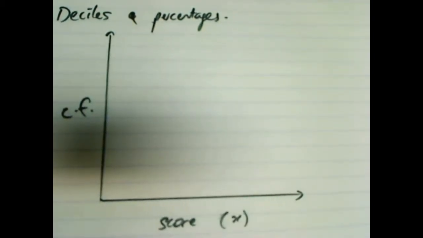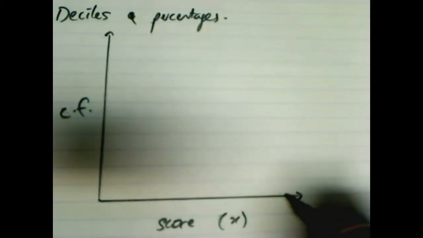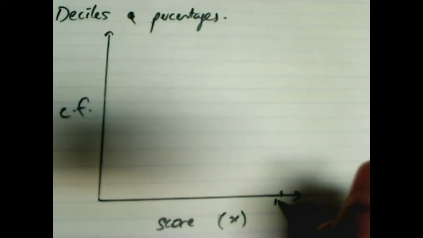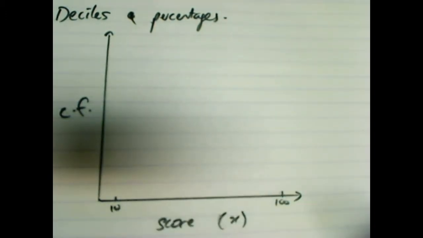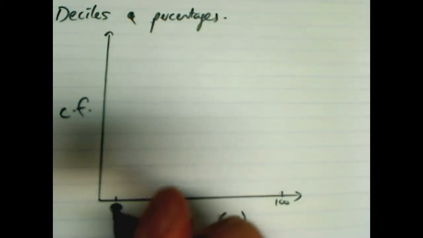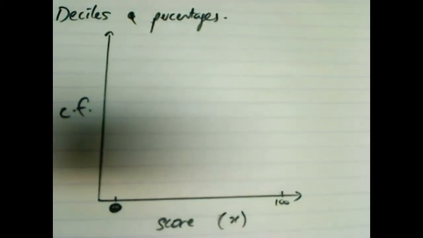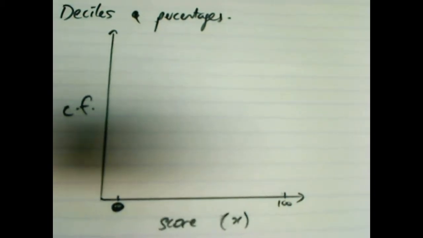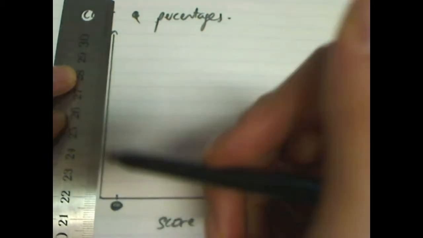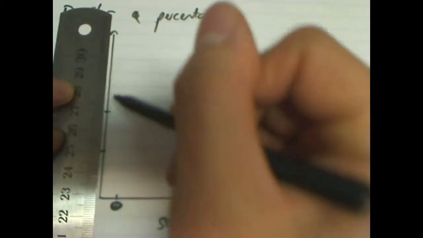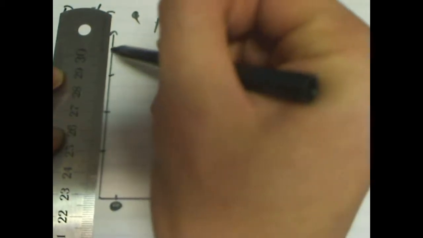So let's imagine that we have a set of school results again. So it goes up to 100, and let's start you guys at 0. There are 50 students, so cumulatively, it should go up to a maximum of 50 as well.